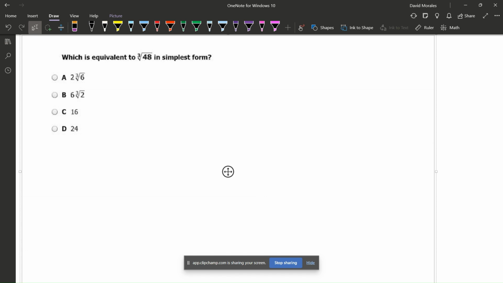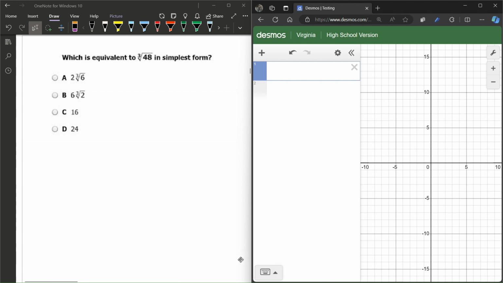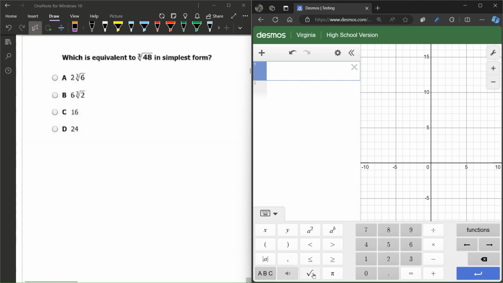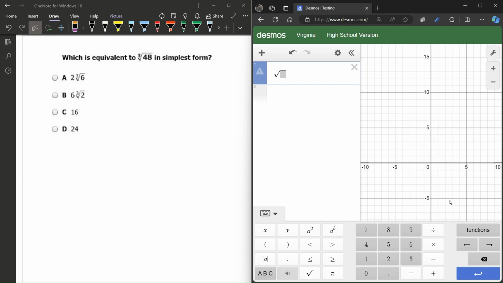If you're just dealing with just numbers, you can literally just type in this radical. But if you forget, you cannot type, this is a square root. If you were to use a square root, you can't see that. There's no 3 up there. So this is by default 2, and you can't change it. So you have to go to functions and scroll down right there and put a 3. And then you, of course, type in 48, you get a decimal.